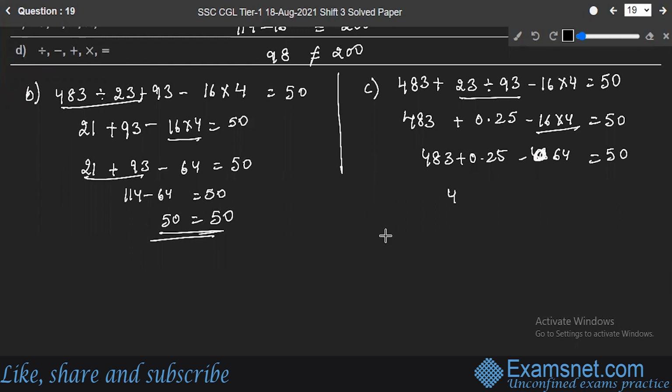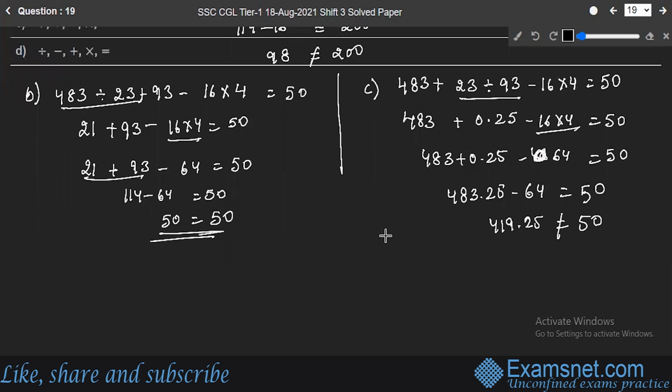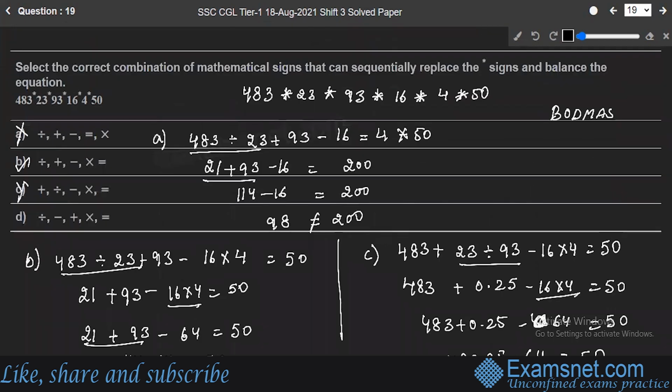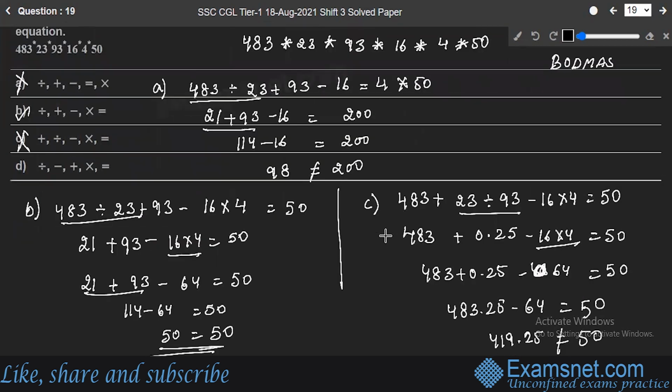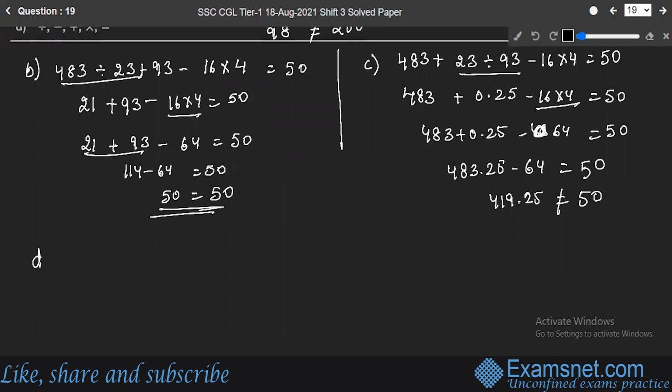Now you will add this. 483.25 minus 64 should be equal to 50. This gives you 419.25. Of course, this is not equal to 50. Right? So this is the incorrect option. Let's check with D, the last one. So here is option D.